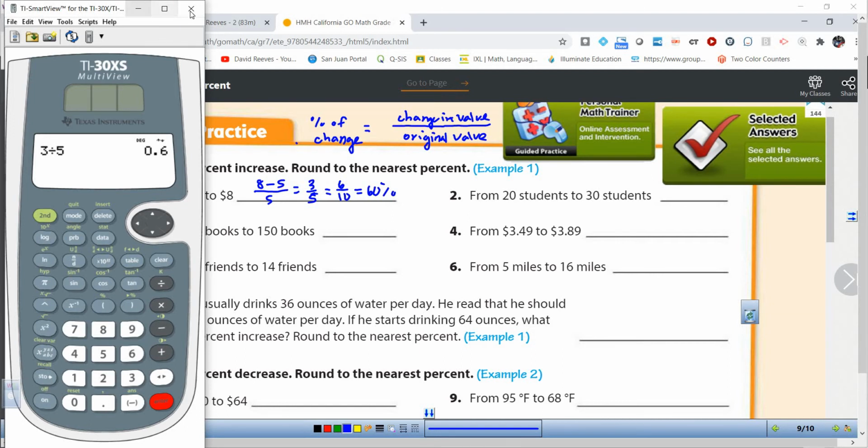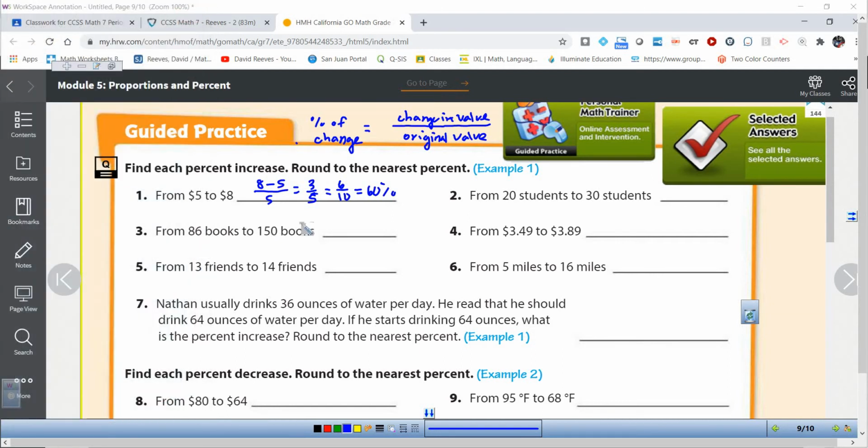All right, what about from 86 books to 150 books? Again, I'm going to do 150 minus 86, the change in value over the original value, which was 86. So I'm going to go to my handy dandy calculator.